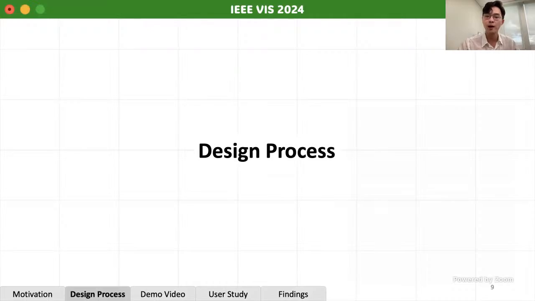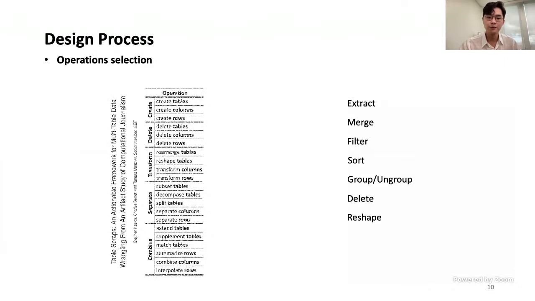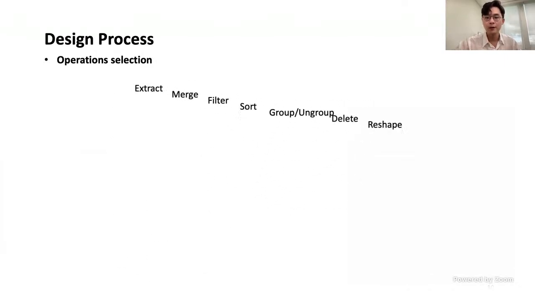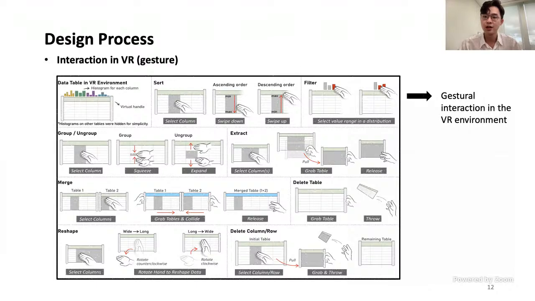So I want to share what kind of design process I went through in building this prototype of embodied data transformation. We first selected several operations that are frequently used in the data transformation process, like extract, merge, filter, sort, and so on. After we selected several operations, we designed gesture interactions for them. We focused on designing such gestures to best reflect our behavior in real-world scenarios. For example, if we want to delete a data table, we grab the data table and throw it away, like how we throw garbage into a trash can. Likewise, all the selected operations were designed in this intuitive manner.